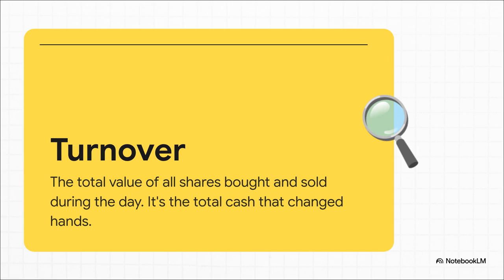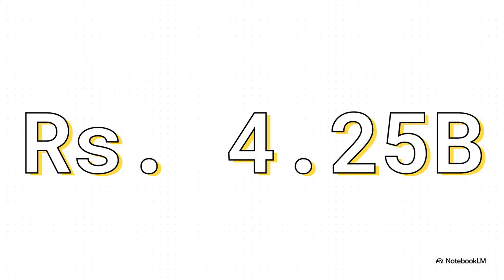If the stock market is just a giant store, the turnover is the total amount of money that went through the cash registers all day. It's the grand total of all the shares that were bought and sold. And on this day, the total turnover was over 4.2 billion rupees. So think about that. Even though the overall market barely moved, there was still a massive amount of money changing hands. It was a pretty busy day at the shop.